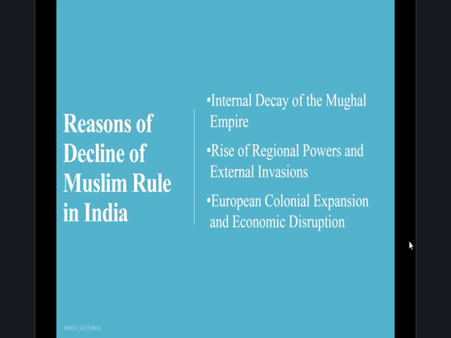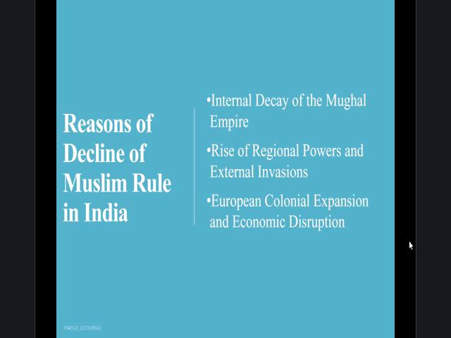Following Aurangzeb's death, a succession of weak and ineffective emperors ascended the throne, leading to a rapid fragmentation of central authority. The Mughal court became a hotbed of intrigue and factionalism, with powerful nobles and regional governors increasingly asserting their independence.